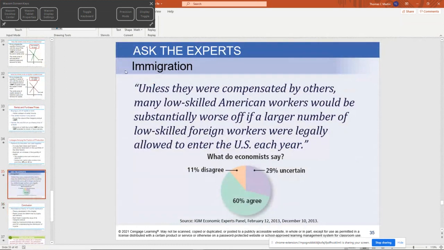Immigration. Unless they are compensated by others, many low-skilled American workers would be substantially worse off if a larger number of low-skilled foreign workers were legally allowed in the U.S. each year. Here we go again. 60% of the economists agree with that statement. 29%, they just don't know what to think. There's positives and negatives, but 11% disagree.